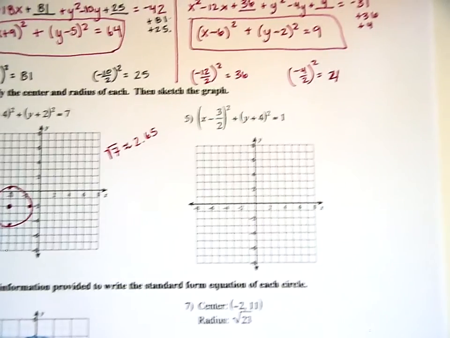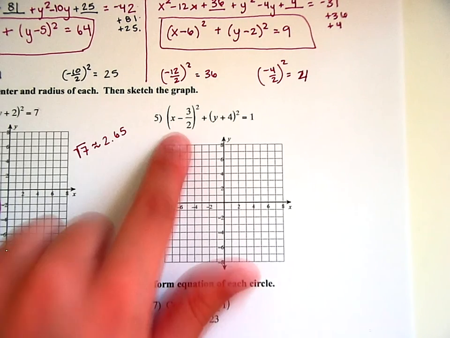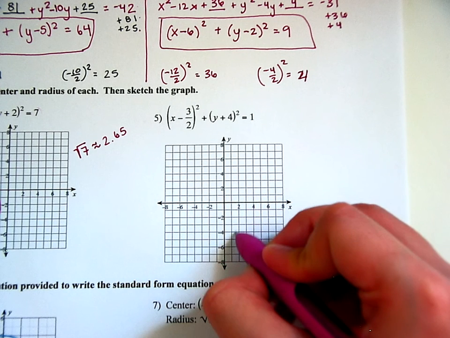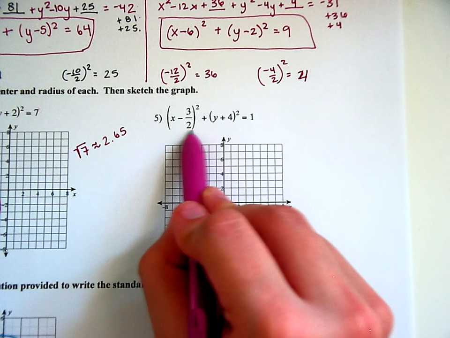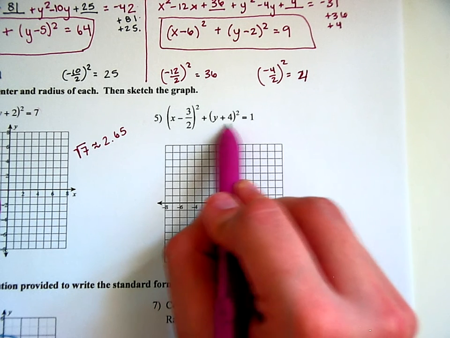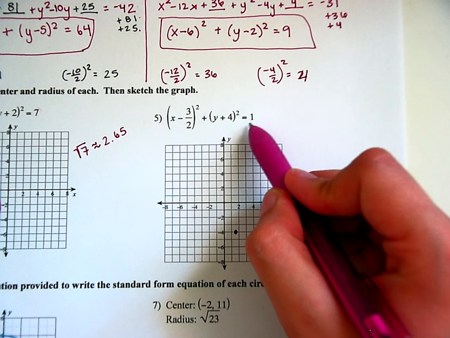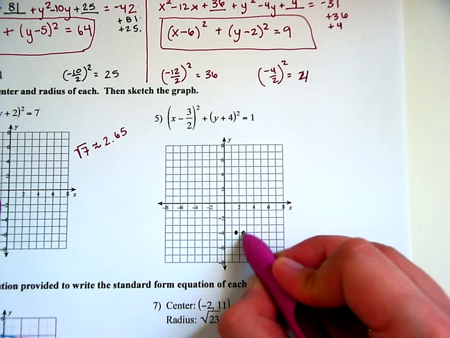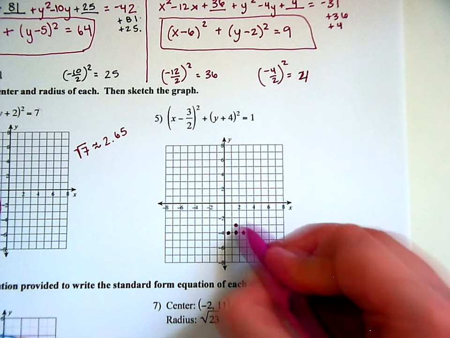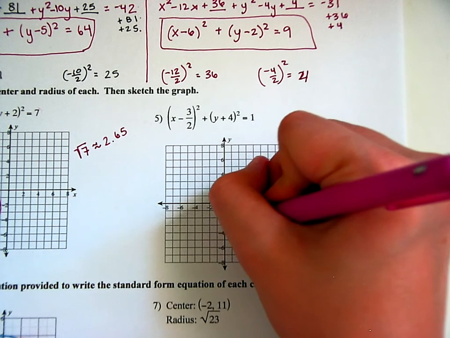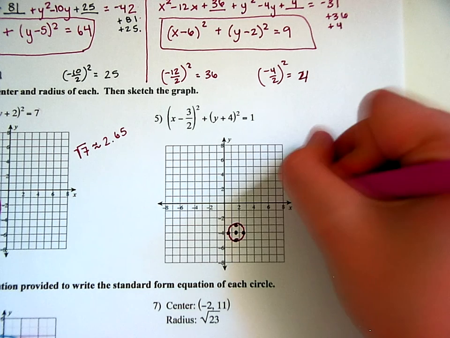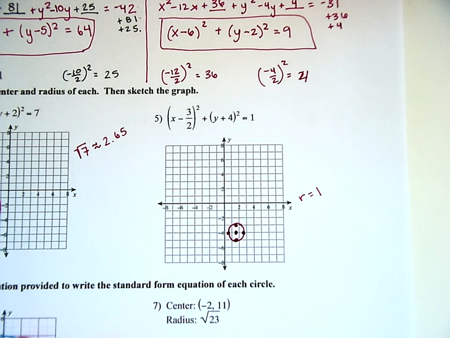Okay, next one, we've got a fraction, that's okay. So we're going to go to the right, 3 over 2, or 1.5, and then down 4. So my center was positive 3 over 2, comma, negative 4. My radius, oh, what's the square root of 1? Well, it's just 1. So from this point, I'm going to go over 1, up 1, and down 1. This is a little circle with a very small little radius. So my radius here was 1.